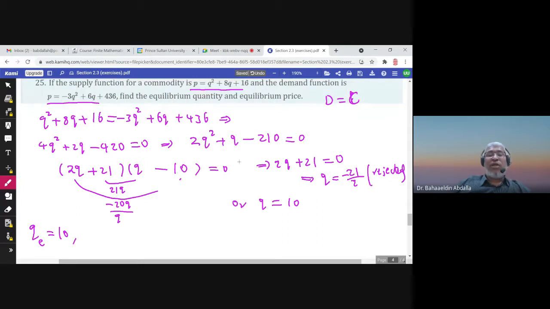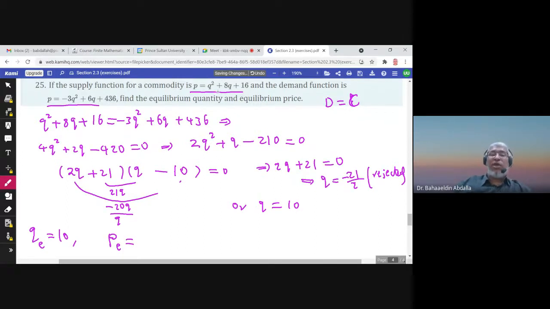And now we need to find the equilibrium price. You can find it either by using the demand or the supply. I will use the supply, the first one. So P would be Q squared plus 8 times Q plus 16. So the answer is 196. So this is the equilibrium price.